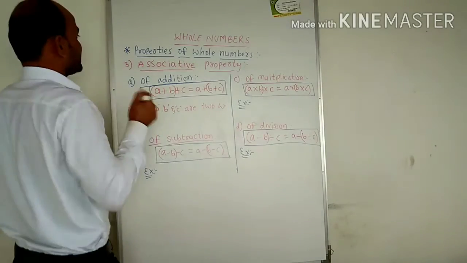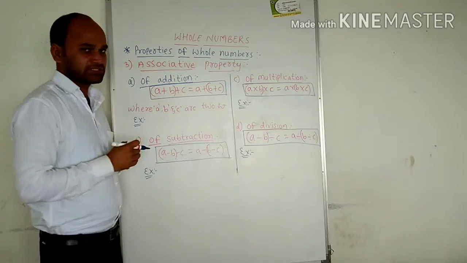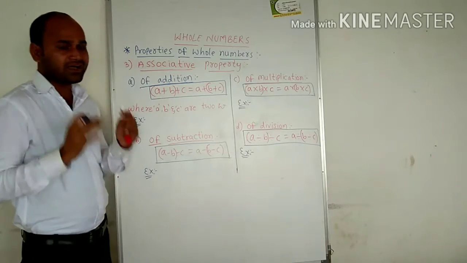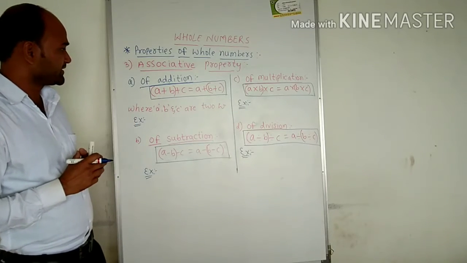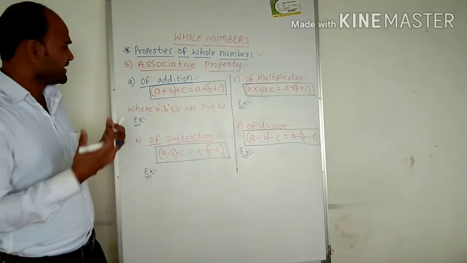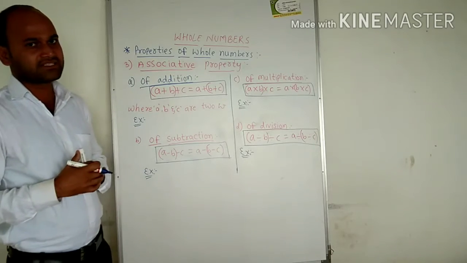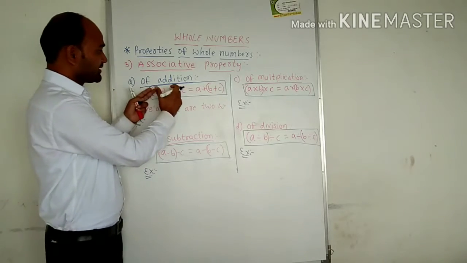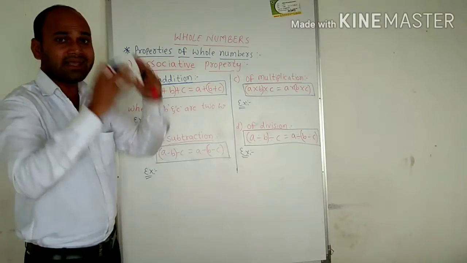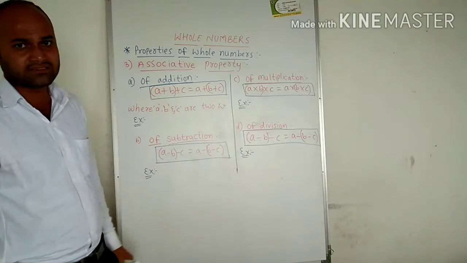The next property we can see is the associative property. The associative property of whole numbers. Let me see one by one, the associative property of addition. It says that three numbers can be grouped in any order, and the answer remains the same.